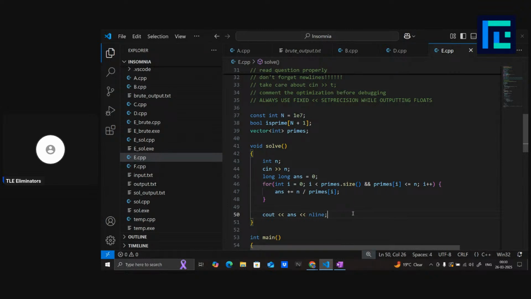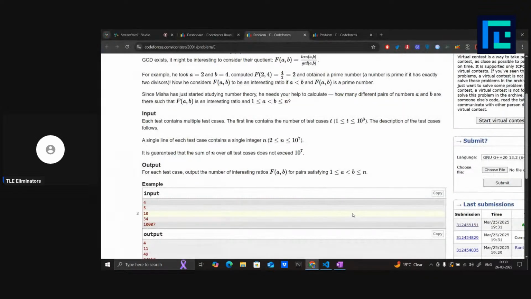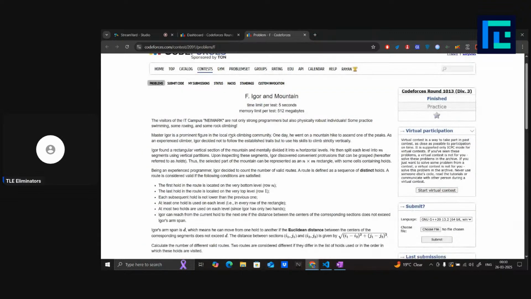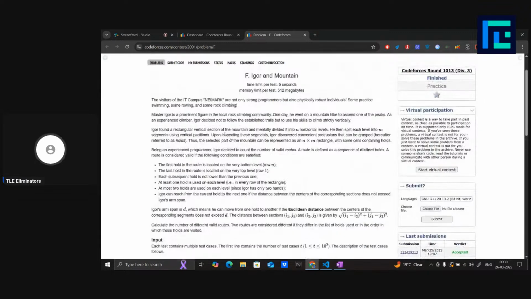Okay, so I think it is clear. So I'll move on to the next problem. Okay, so this is the final problem of the day, and it is called Igor and Mountain.